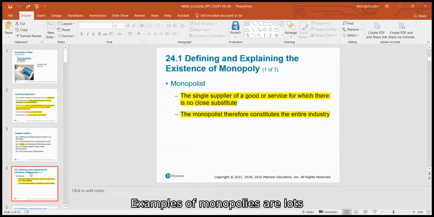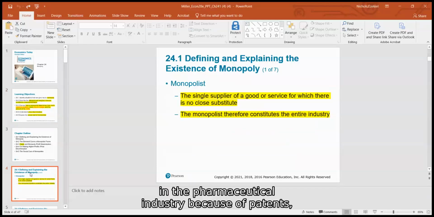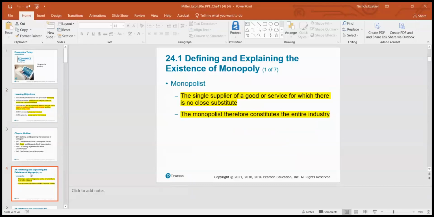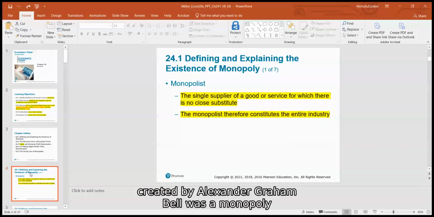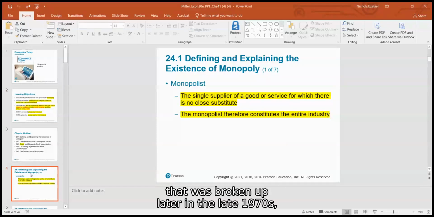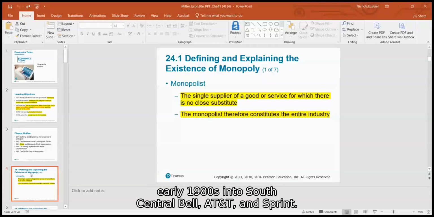Examples of monopolies are lots in the pharmaceutical industry because of patents. Standard Oil that John Rockefeller made his fortune in was a monopoly. Ma Bell, the telephone company created by Alexander Graham Bell, was a monopoly that was broken up later in the late 1970s, early 1980s into South Central Bell, AT&T, and Sprint.